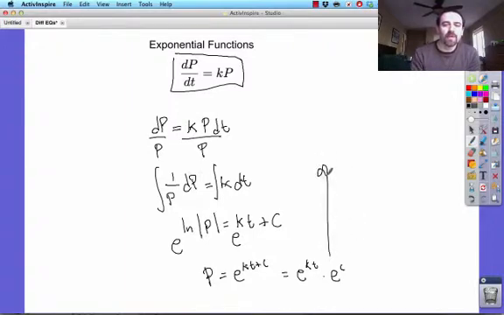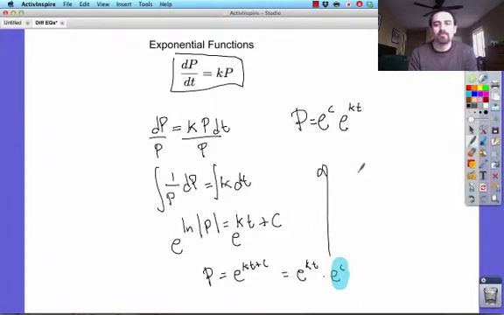And what you'll end up seeing people write is the population, this is often a p for population, is equal to some number, which is e to the c, times e to the kt. Now, you probably haven't seen this formula before. Instead, you'll see people write it differently, because if c is some arbitrary constant, then e to the c is some arbitrary factor. So we just call that b.